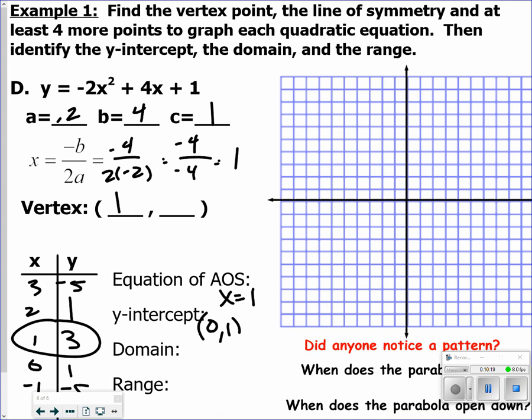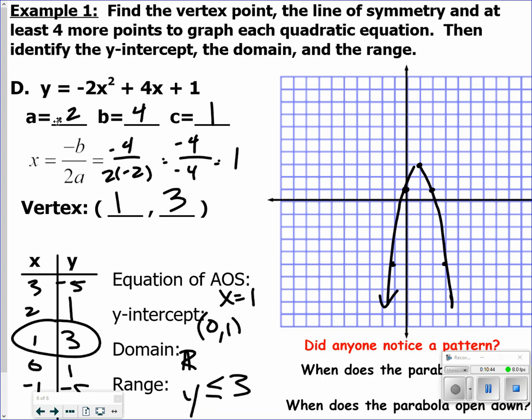So I'm going to plot all those. So 1, 3, 0, 1. So we already established the y-intercept. And notice it's the same on one side that it is on the other because it's symmetrical. Domain is all real numbers. And the range, and I know I didn't write this in. Again, got to make sure to write that in. Y is less than or equal to, because it's going down, 3.